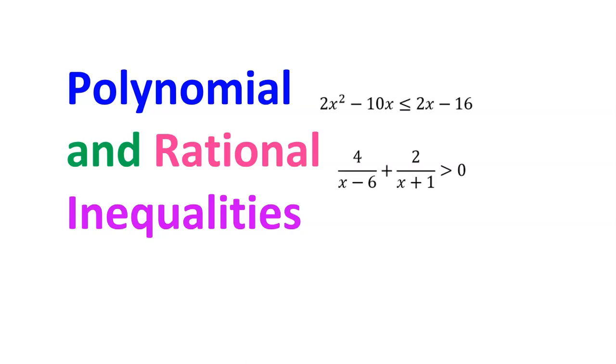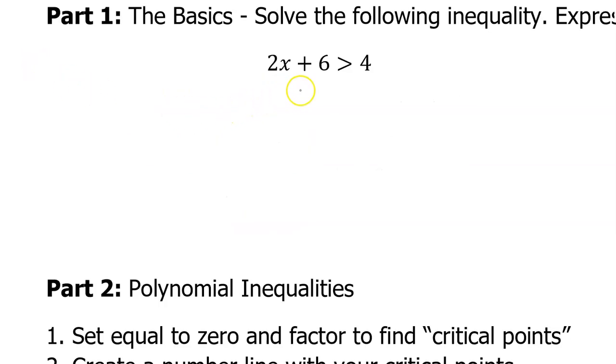In this video, I will show you how to solve polynomial and rational inequalities. Let's start with the basics. We can solve this inequality by getting x by itself. Subtracting 6 from both sides, we have 2x is greater than negative 2. Dividing both sides by 2, we get x is greater than negative 1.